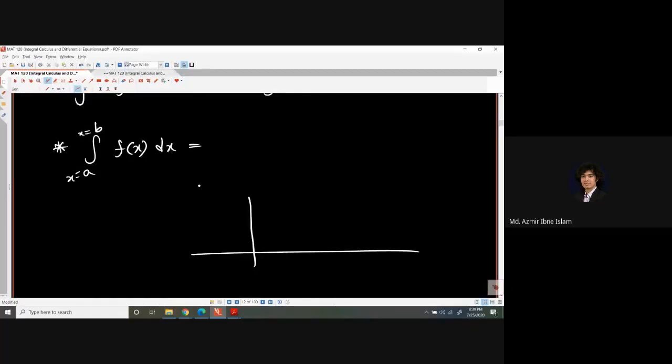Now have a look at another property from definite integral. Suppose we have the function f(x). We are integrating this function from x equal to a to x equal to b with respect to x. So you will understand what I am trying to say. x equal to a, that means the lower limit is here, and suppose this is our upper limit, x equal to b, and the function, it may be a curve.